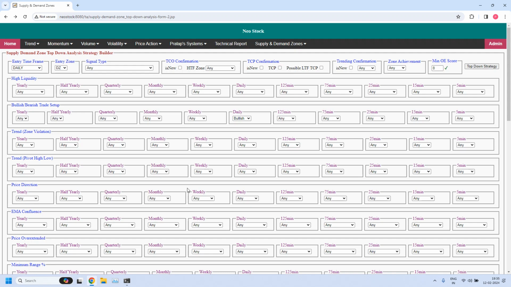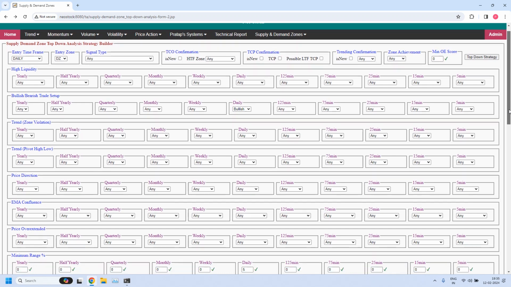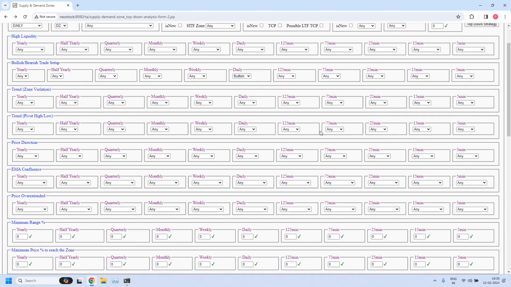So first we will generate the stocks very close to the zone, where the price is currently very close to the demand zone. For that we have a parameter, the last parameter in this space, maximum price percent to reach the zone. On daily time frame, I am setting the value 1%. That means within 1% of the zone, not beyond 1%. If the prices are within 1% or less before the zone, there are higher chances we may get an entry tomorrow itself.